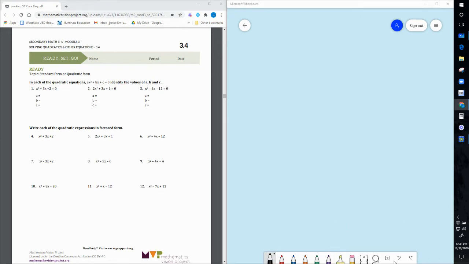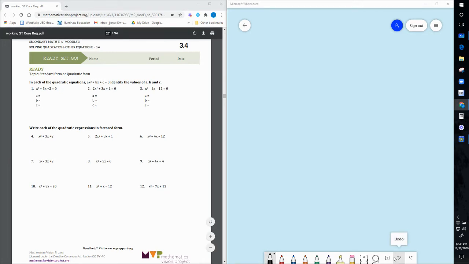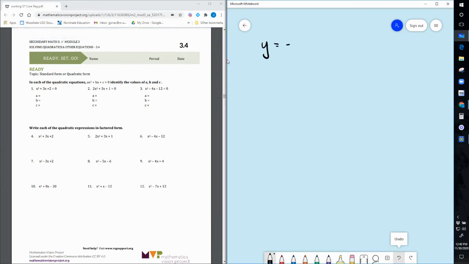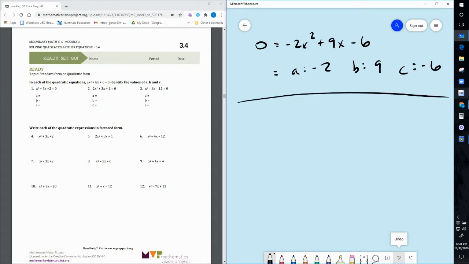Okay, so number 1 through 3, in each expression, identify the A, B, and C value. You should automatically know how to do that. I'll just do a quick one. Here's the equation, negative 2x squared plus 9x minus 6. These ones have a 0 at the end, which normally you have to make them equal 0. And now you just say A is negative 2, B is 9, and C is negative 6. It's as easy as that. Okay, that's 1 through 3.